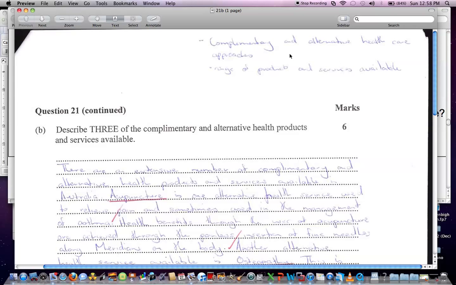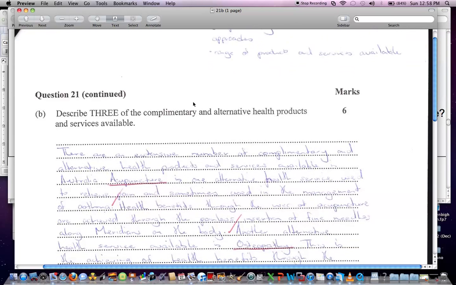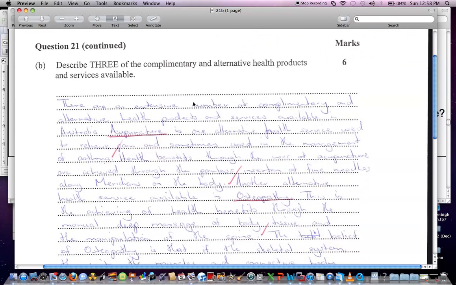What I like about this student here is they've actually written the dot point up the top. You can see up the top here, it's written range of products and services available. We go through and we have a look at it. The question's only asking for 3. 3 complementary or 3 alternative health products. You don't need to come up with 6 in total.